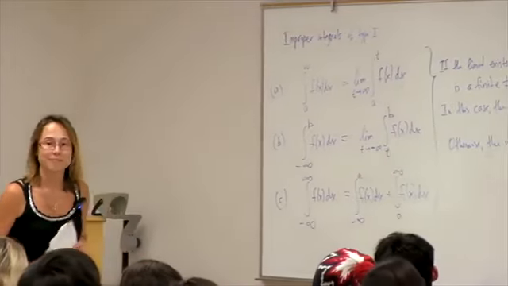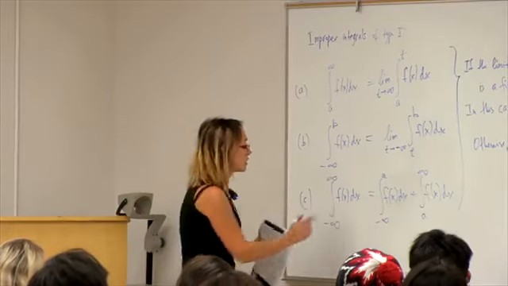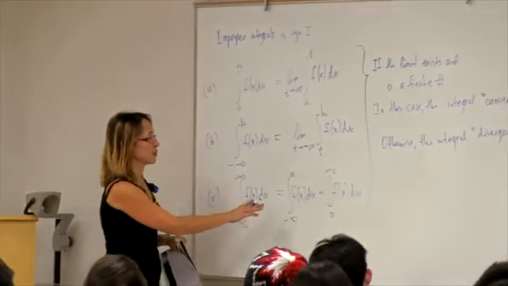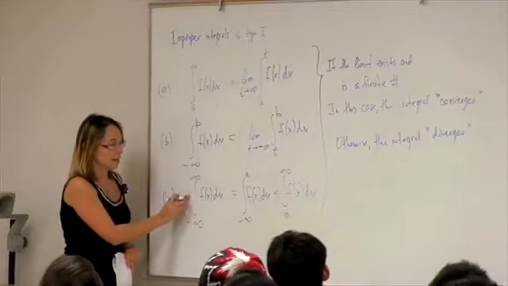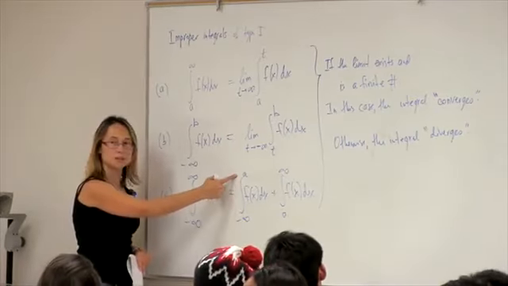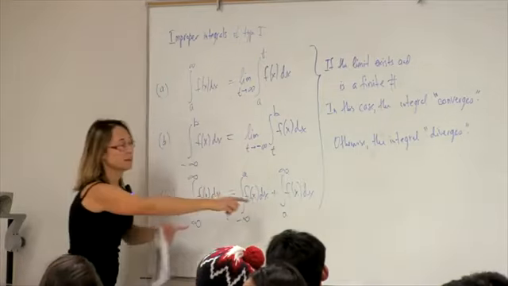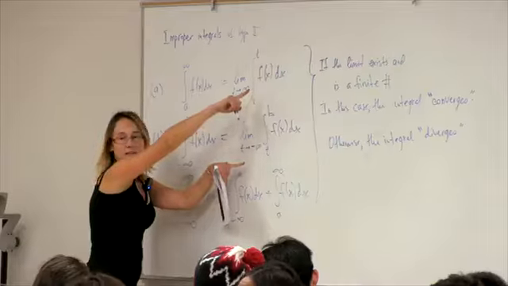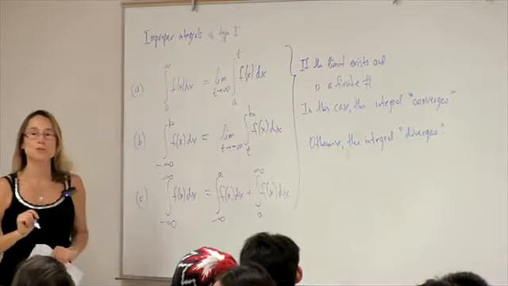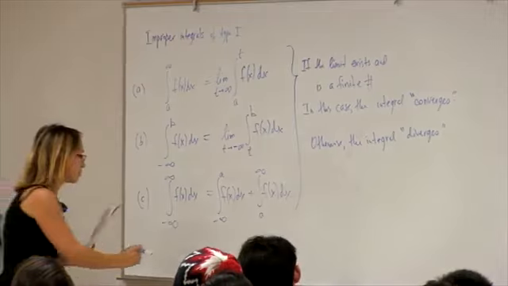For c, why isn't it the limit of the integral? So here, it's a slightly different procedure. First I look at this, and I break it into two improper integrals. So I go from minus infinity to a constant, plus from the same constant to infinity. So I cut this in two. And then these two are defined as limits. Okay? More questions? So let's look at an example.